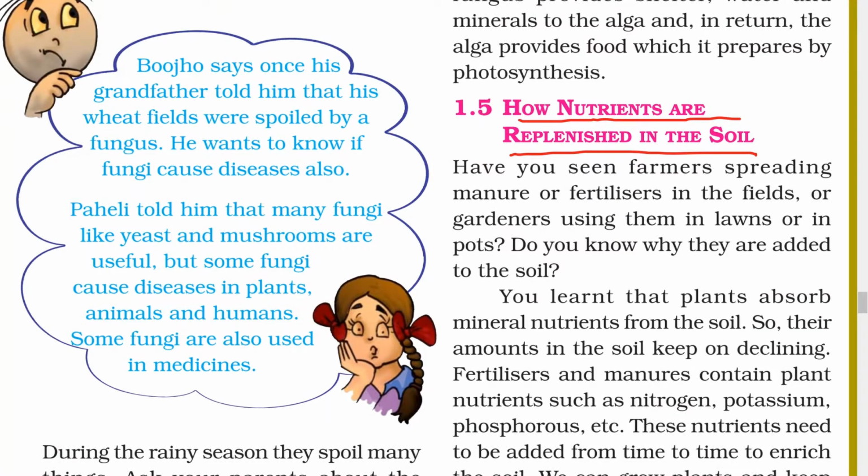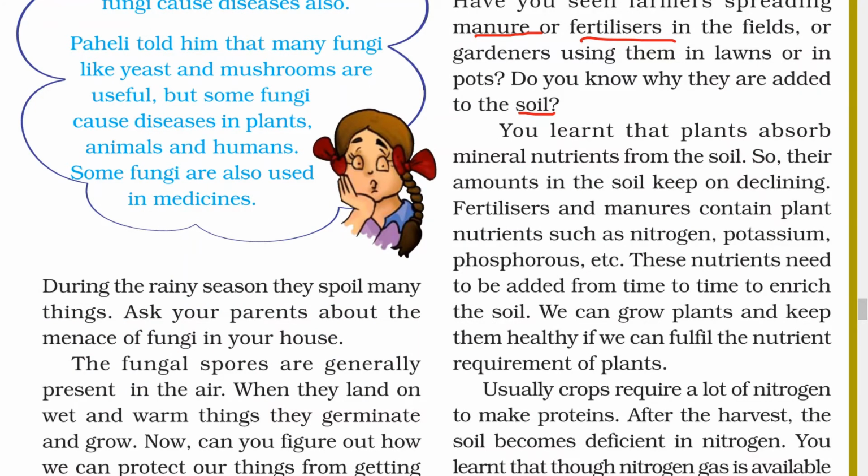You must have seen farmers adding manures and fertilizers in the fields or in gardens or in lawns, right? Do you know why they add them to the soil? It is because when plants absorb mineral nutrients from the soil, the amounts of these mineral nutrients in the soil will decline. Declined is nothing but decreased. When the amounts of these mineral nutrients decrease in the soil, we need to add fertilizers and manures from time to time to enrich the fertility of the soil.